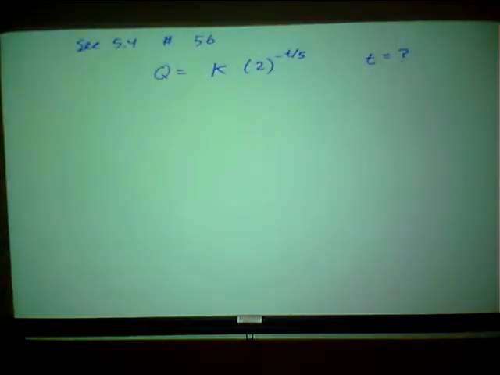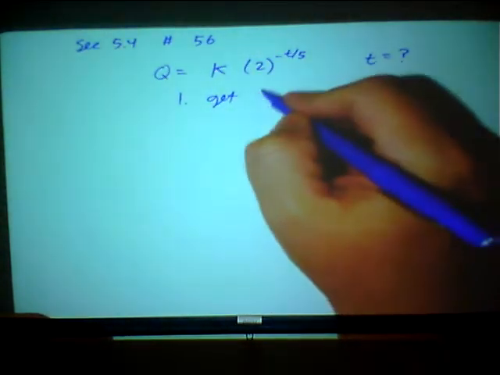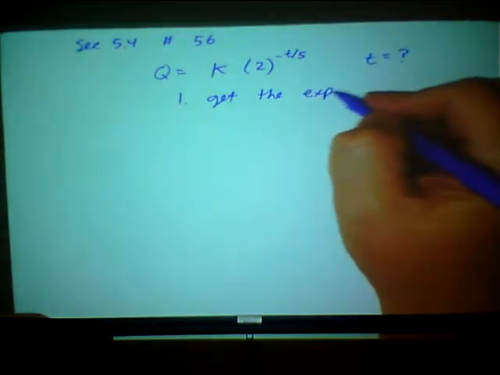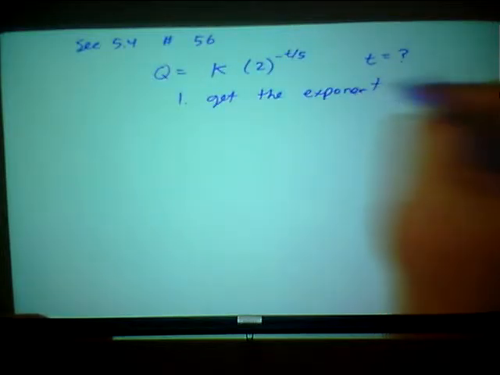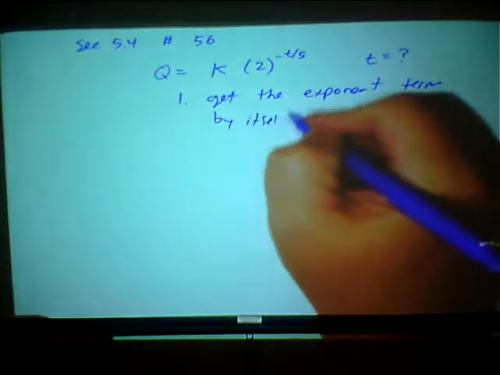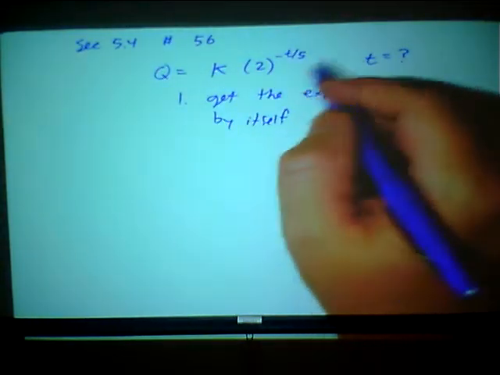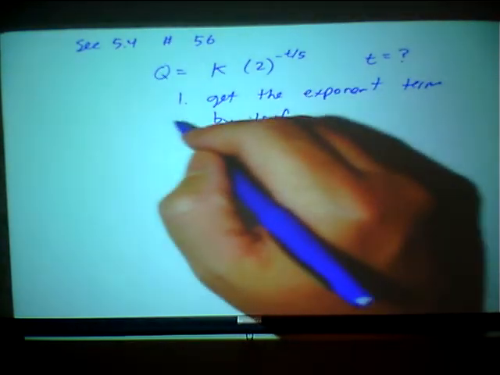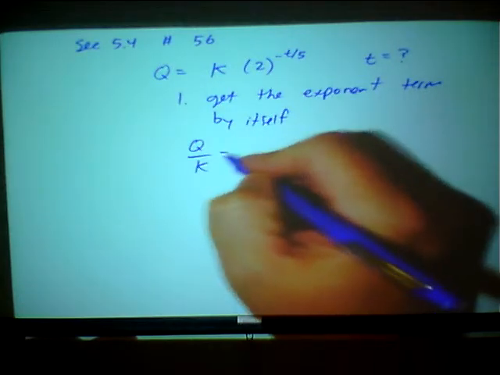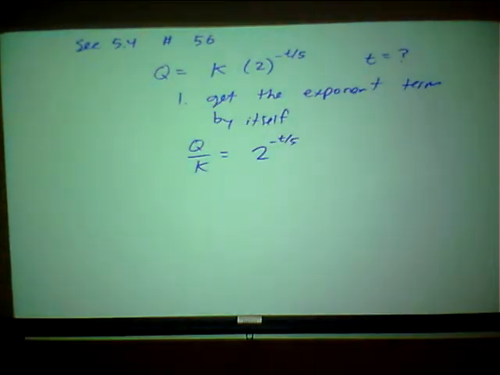The way we go about solving problems like this, first step is get the exponent term by itself. Right now we have K times 2 to the minus T over 5. I want to get rid of the K. So I'm going to divide both sides by K. So I end up with Q over K equals 2 to the minus T over 5.